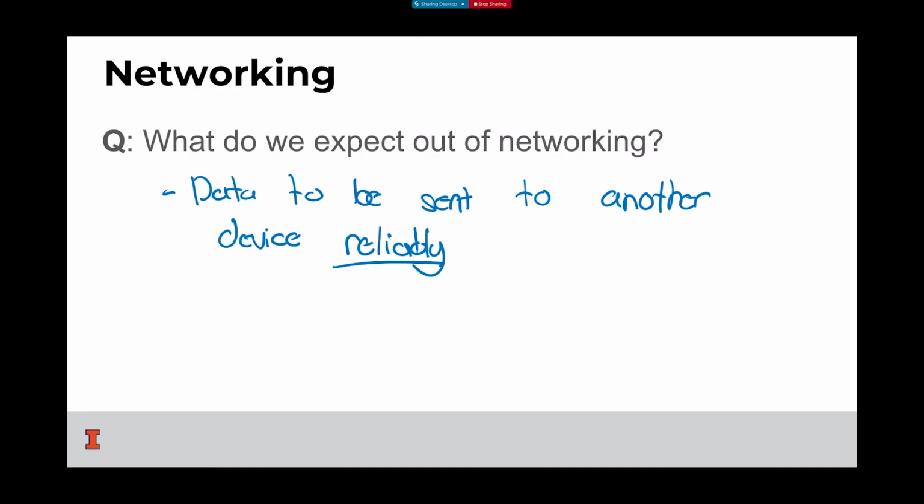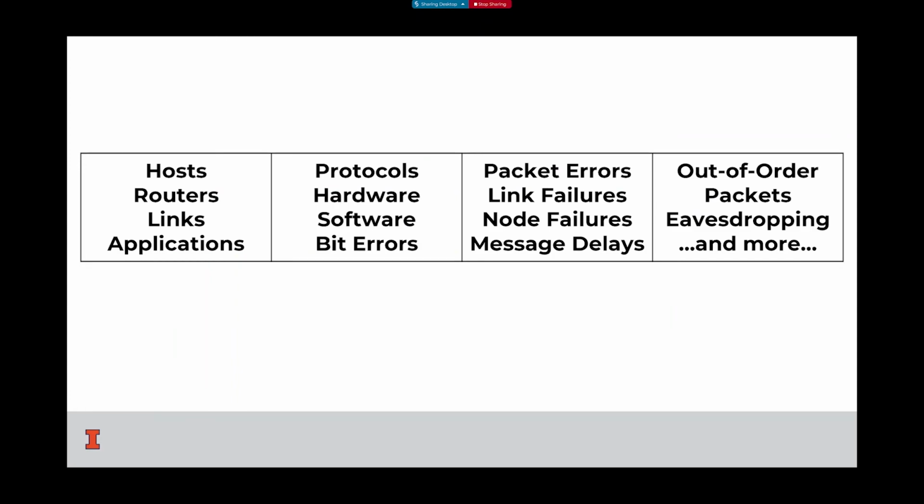And reliably is the key word, because there's a whole bunch of stuff that happens with networking. For your cell phone to get to a server that possibly exists in Europe, you're going to have a number of different hosts. You're going to have routers. You're going to have links. You're going to have apps that run it. You're going to have to use protocols, hardware, software.